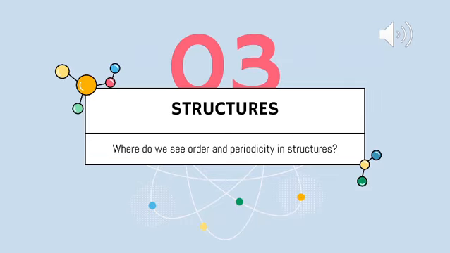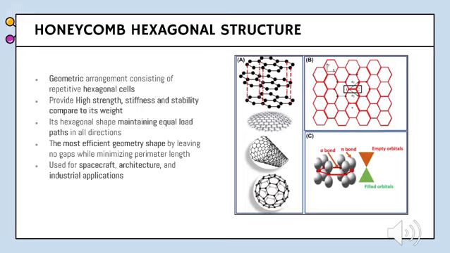Okay, next we're going to take a look at examples of where we see order and periodicity in structures. The first structure is the honeycomb, or hexagonal structure. A honeycomb structure is a geometric arrangement consisting of repetitive hexagonal cells. It gives incredible strength and stiffness while being so lightweight. The honeycomb core provides high shear strength and compressive strength, while the facesheets carry the primary tension and bending loads.